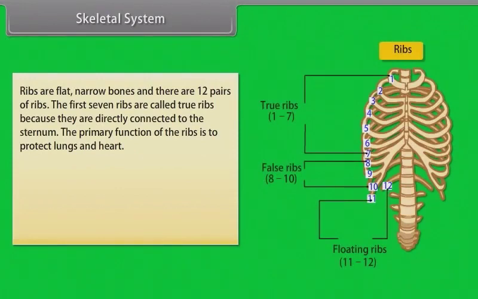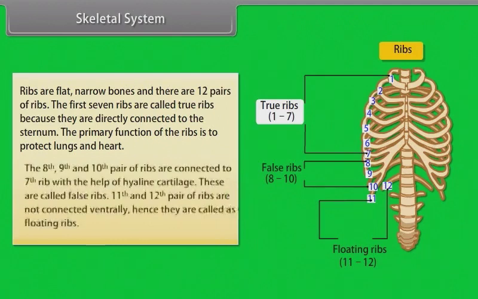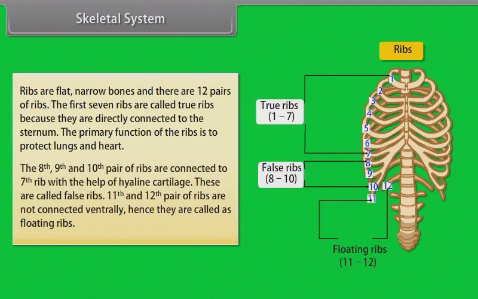Ribs are flat, narrow bones, and there are 12 pairs of ribs. The first 7 ribs are called true ribs because they are directly connected to the sternum. The primary function of the ribs is to protect the lungs and heart. The 8th, 9th, and 10th pair of ribs are connected to the 7th rib with the help of hyaline cartilage. These are called false ribs. The 11th and 12th pair of ribs are not connected ventrally. Hence they are called floating ribs.